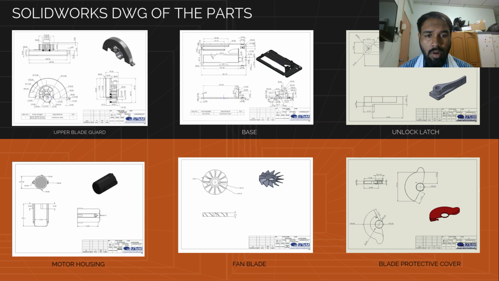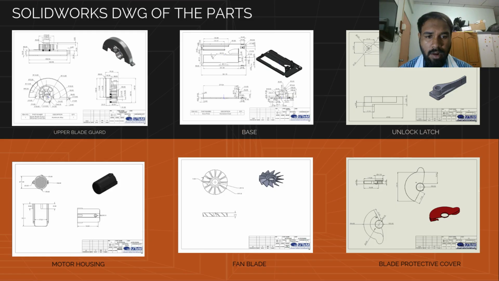Moving on to the motor housing, the drawing includes a sectional view to clearly show the internal cavity, wall thickness, and motor fitting dimensions. This is important for correct motor placement and validation.